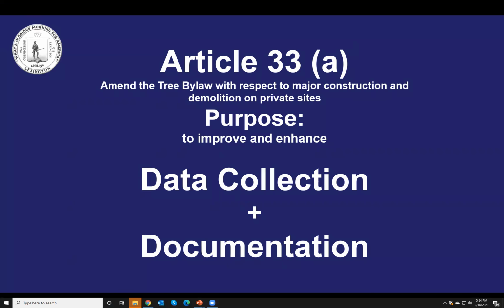I'm a member of the Tree Committee, and I'm here to present Article 33A, which is an amendment to the tree bylaw, and it focuses on major construction and demolition on private sites. The purpose of this bylaw change is to improve and enhance data collection and documentation.